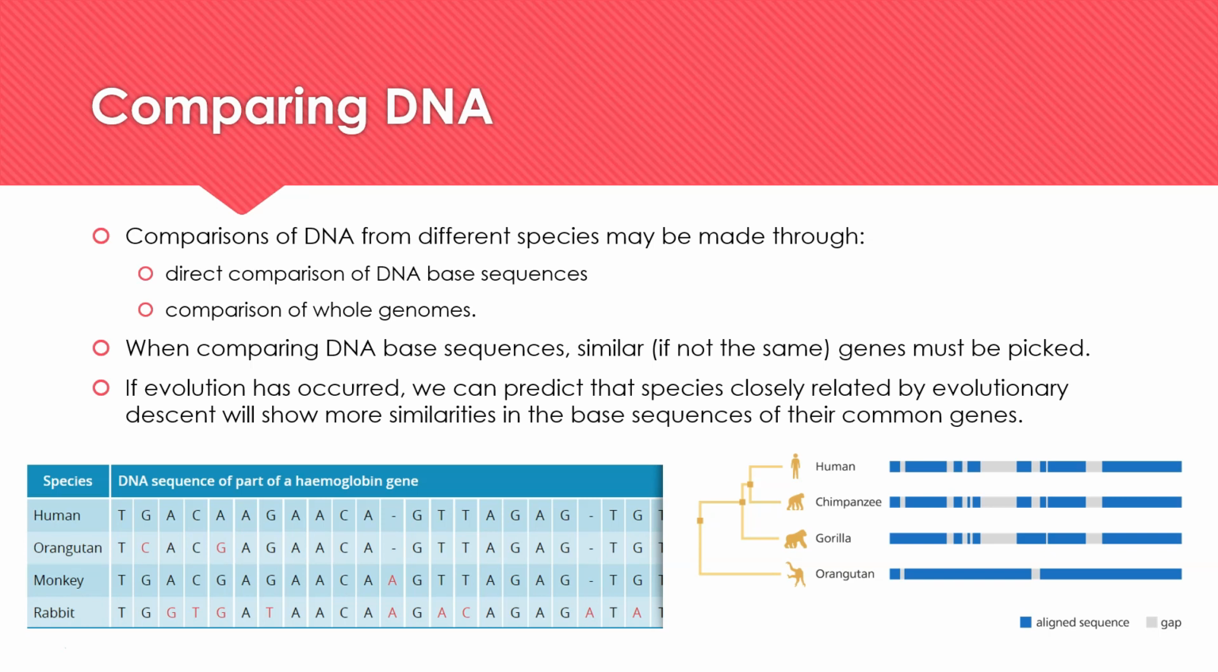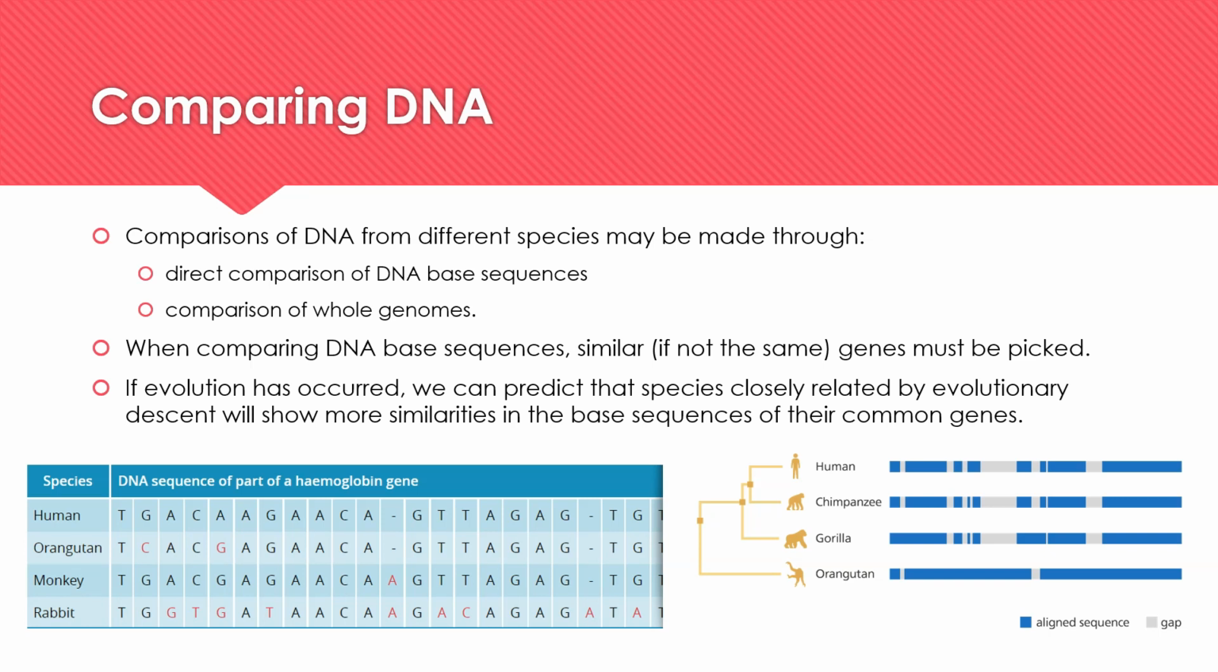Now, if you were to go on and look at all of this, you would notice most likely that the rabbit's going to have the most differences, the monkey the next most to humans, and the orangutan's probably going to have the least number of differences to humans. And that would give you an idea that the orangutan from that table is probably the most closely related to humans, then the monkey, and then the rabbit.